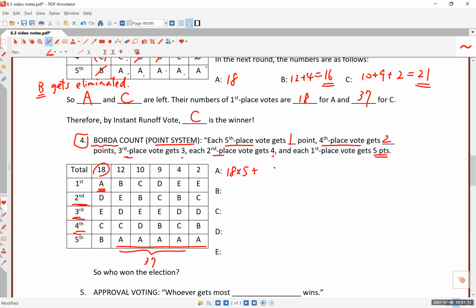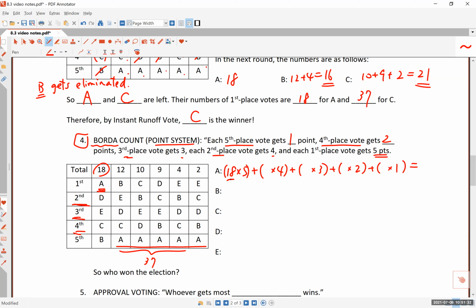And how many 2nd place? Because each 2nd place gets 4, right? And how about 3rd place? And how about the 4th place? And how about the 5th place? Okay, this is probably better. Okay, in fact, I'm going ahead and do this for all the candidates. You see what I'm talking about?